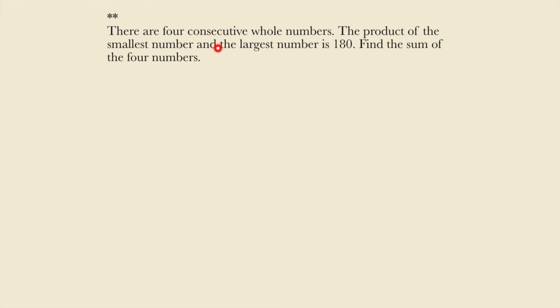There are 4 consecutive whole numbers. The idea of consecutive just means one after another with no break. For example, 1, 2, 3, 4, or 20, 21, 22, right? So the product of the smallest and the largest number is 180. Let's find the sum of the 4 numbers.